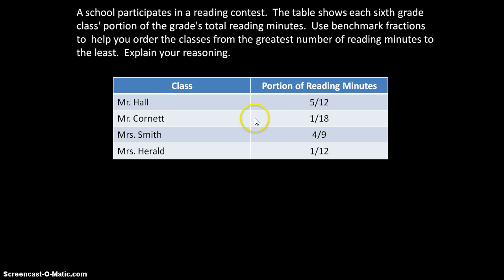Let's look at the data that they present to us in this table. Mr. Hall's class has read 5/12 of the reading minutes. Mr. Cornett's class has read 1/18. Mrs. Smith's class has read 4/9, and Miss Earl's class has read 1/12. Now, in order to use our benchmark fractions, we should figure out which benchmark fraction, whether that be 0, half, or a whole, goes with the portions they provide us. Then we can decide which one is the greatest value and which one is the least.